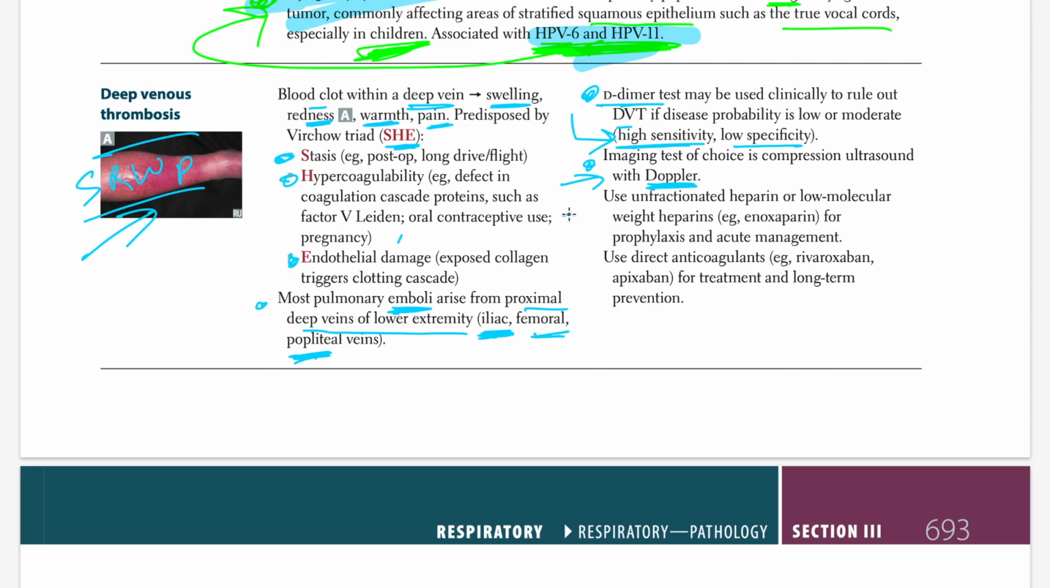How do we treat? Unfractionated heparin or low molecular weight heparin, which is enoxaparin, for prophylaxis and acute management. Use direct anticoagulants, for example, rivaroxaban, apixaban, for treatment and long-term prevention. So for prophylaxis or acute management, you're using unfractionated or low molecular weight heparin. Direct anticoagulants for treatment or long-term prevention.